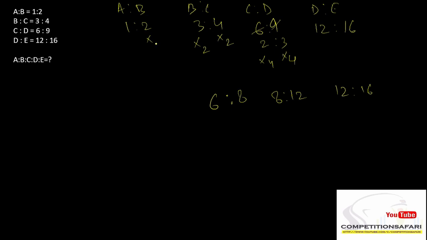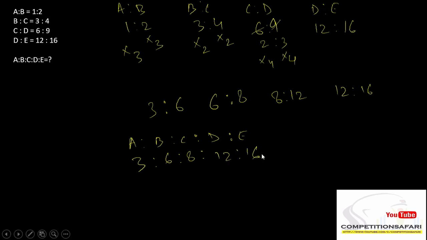When B becomes 6, A becomes 3. So the new ratio for A is to B is 3 is to 6. Now your cumulative ratio for A is to B is to C is to D is to E becomes 3 is to 6 is to 8 is to 12 is to 16. So here we didn't have to take the traditional route and multiply each quantity with the others. Next question.